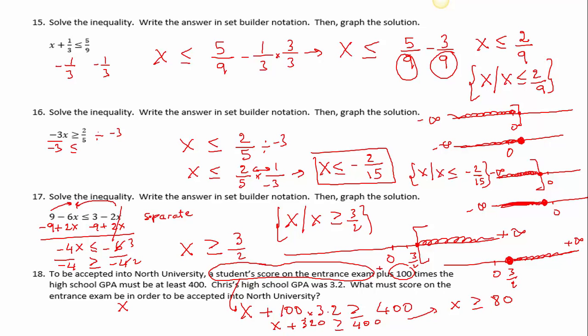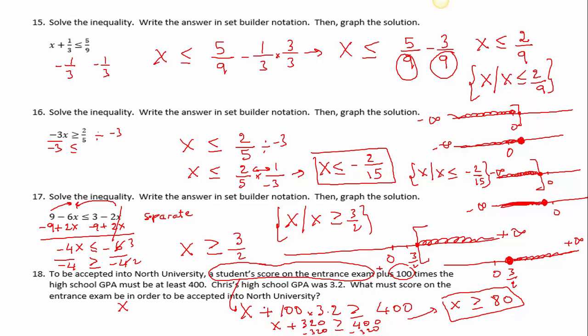So 100 times 3.2 is 320, greater than or equal to 400. So now we subtract 320 from both sides, and we get that X must be at least 80. So the score on the entrance exam in order to be accepted into North University must be at least 80. So 80 or more. Okay?